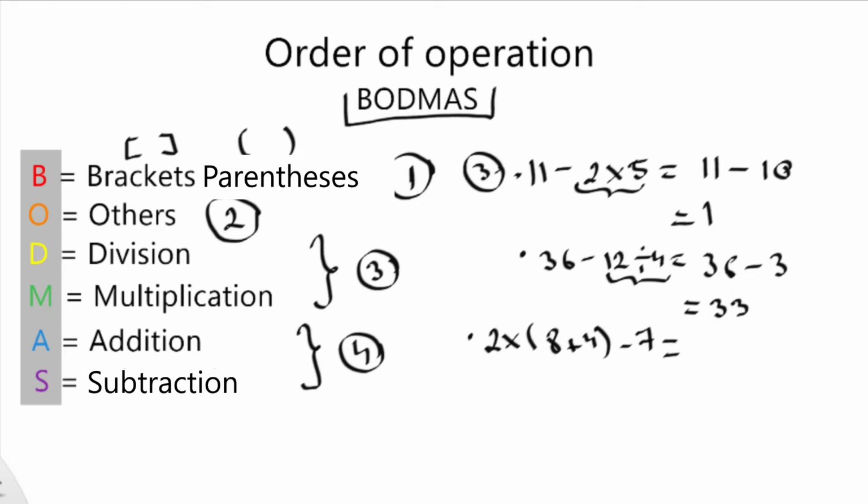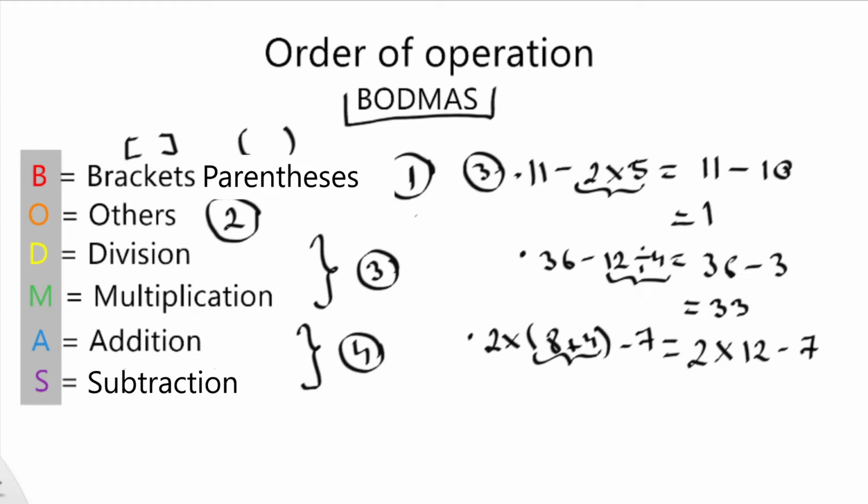So we are looking at the rules. Brackets or parentheses? Yes, we have this one here. So we're gonna end up with 2 times 8 plus 4 gives us 12 minus 7. Again, we're looking at the rules.